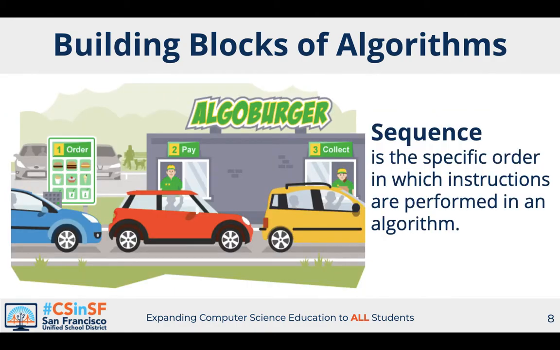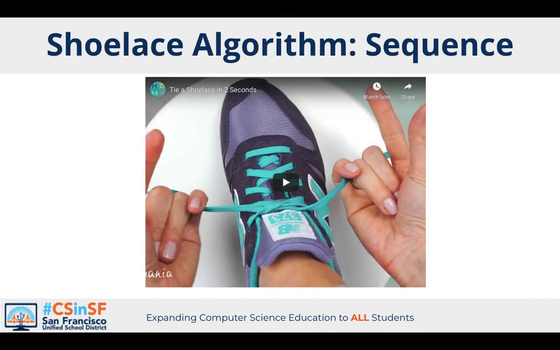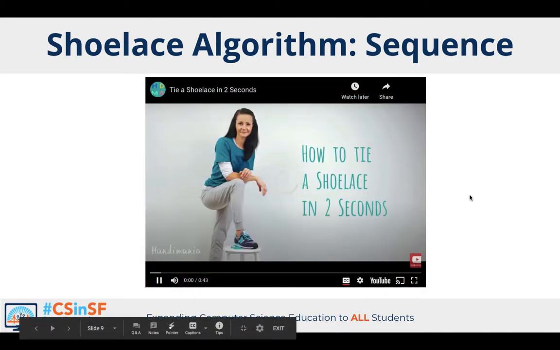So to go through those in a little more depth, sequence is the specific order in which instructions are performed in an algorithm. A common example of an algorithm sequence, step-by-step, that you probably encounter at least once a day is tying a shoelace. I'm going to play this video for you so you can get a basic sense of a sequence algorithm.